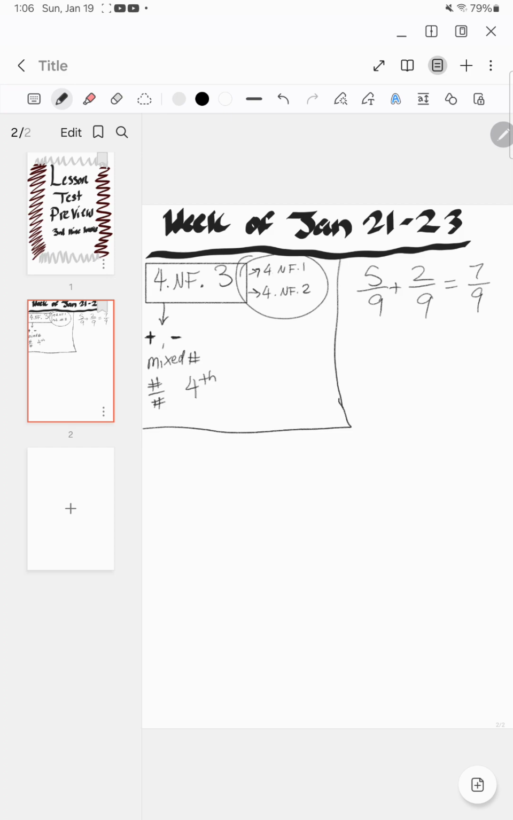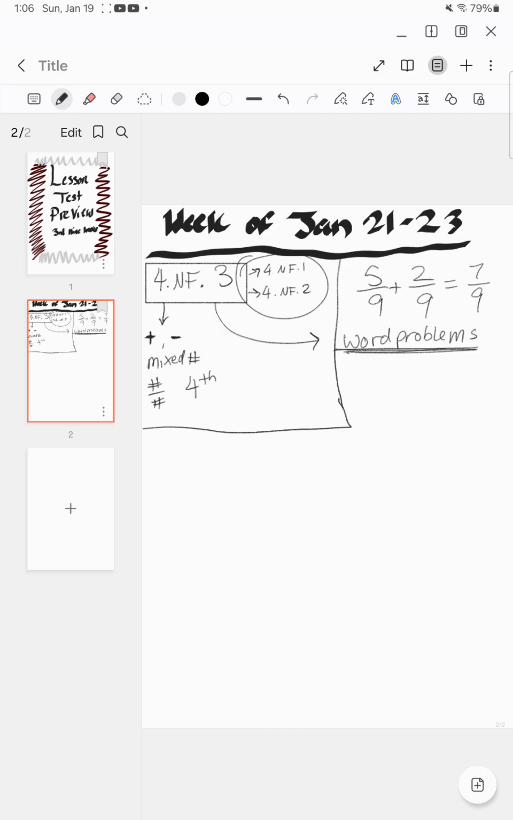Well, the sneaky way the standard will show up is in a word problem. That's where a lot of students I've seen get thrown off, because word problems just seem to scare a lot of 4th graders. Not all 4th graders, but some. So that's just what I want y'all to be aware of.